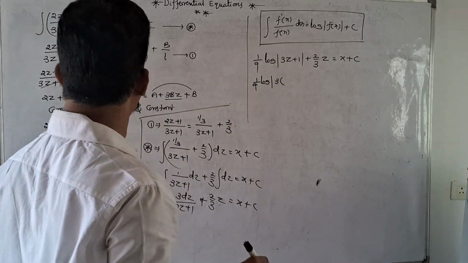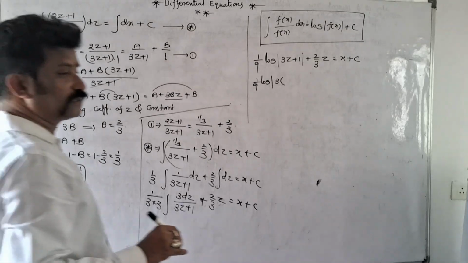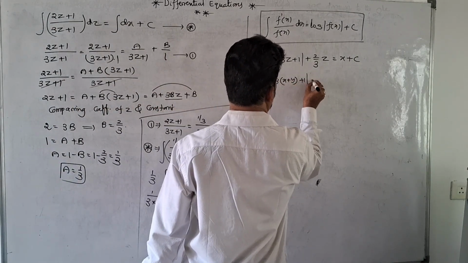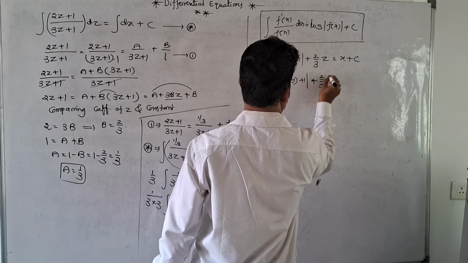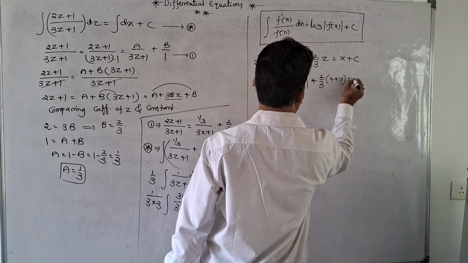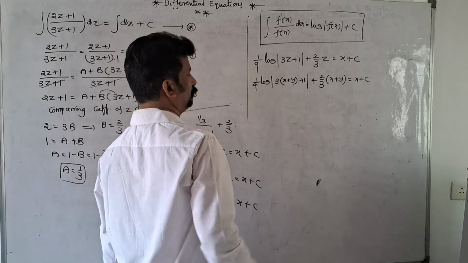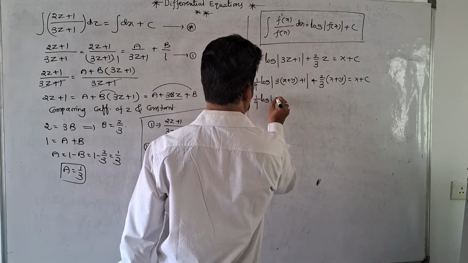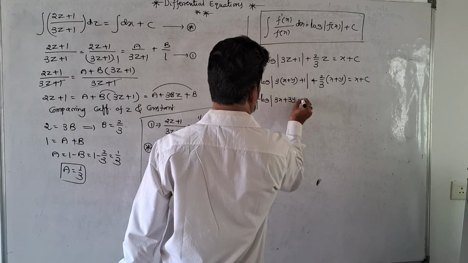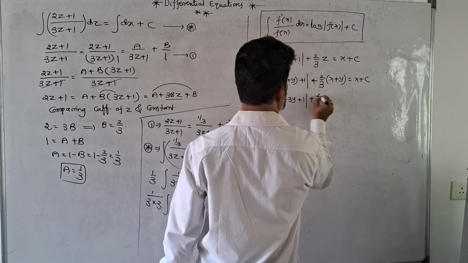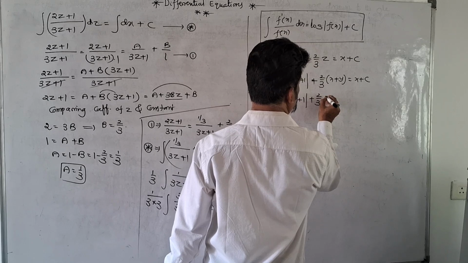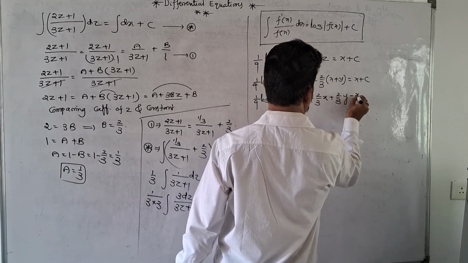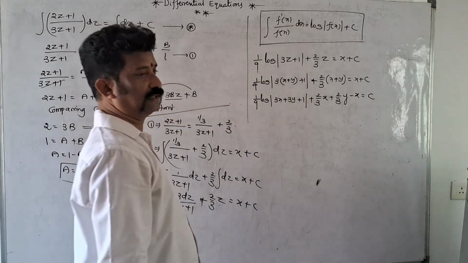Z is equal to x plus y. Okay, right. x plus y plus 1, plus 2 by 3 into (x plus y), is equal to x plus c. So this is equal to 1 by 9 into log of modulus of 3x plus 3y plus 1, plus 2 by 3 into x plus 2 by 3 into (y minus x) is equal to c.